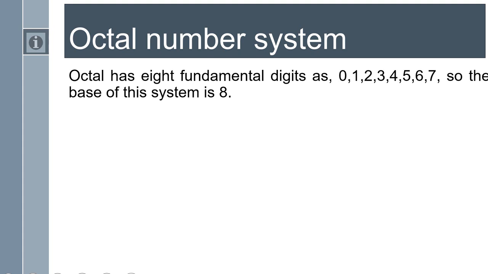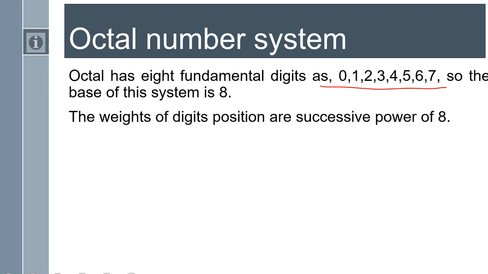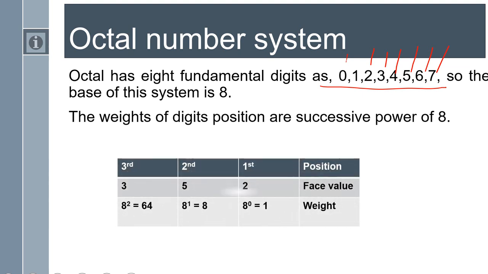Octal has 8 fundamental digits from 0 to 7. So the base of this system is 8, because this system contains 8 digits. The weights of digit positions are successive powers of 8. Here we will use the power of 8: 8 raised to power 0, 8 raised to power 1, 8 raised to power 2. And this is the number in the octal number system, and these are the positions.